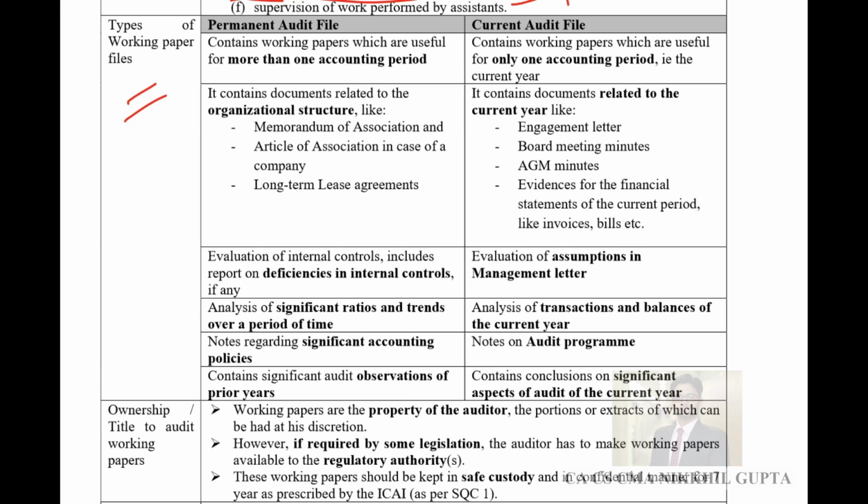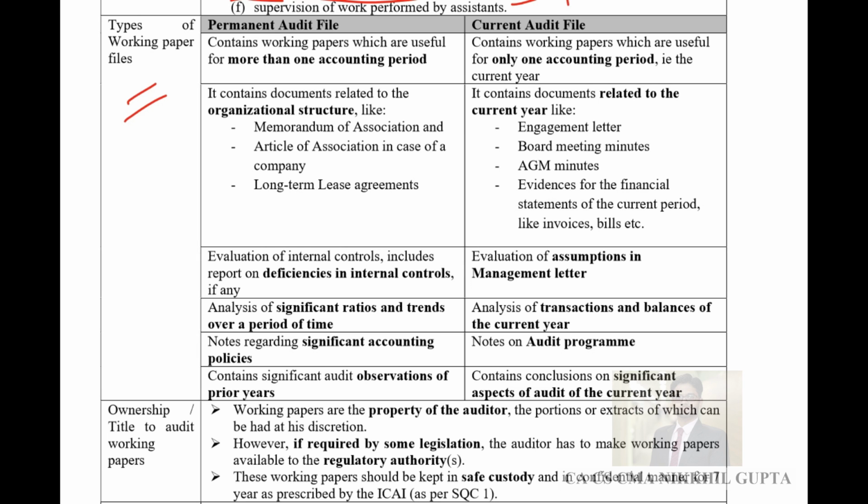For example, accounts, ledger accounts. So guys, ledger accounts are required for only 1 year, because you prepare a ledger account for 1 year. Then for the next year, there will be a new ledger account. So the old ledger account will not be used next year. So ledger account is an example of a document which will be used only in the current year, and hence it will be kept in the current audit file.